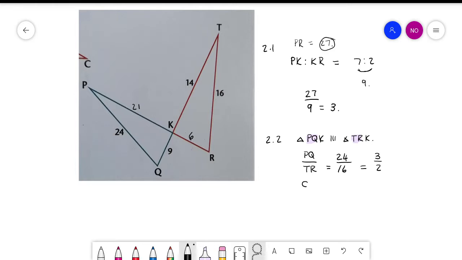Next one, QK over RK is equal to 9 over 6, which is equal to 3 over 2.